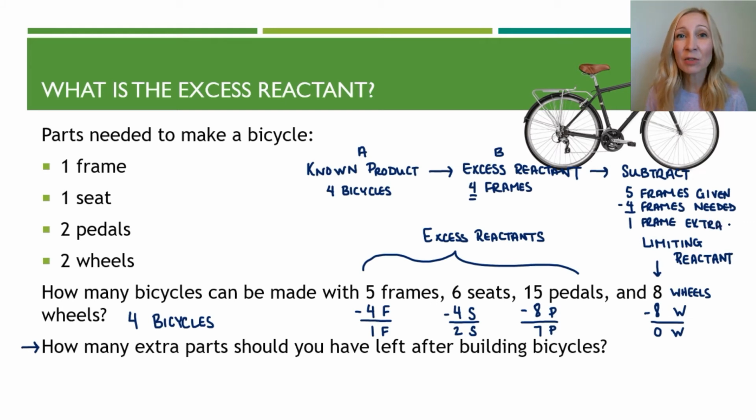So the last step is going to be a subtraction step where we take our given minus our needed. Now the given is what we have in our problem, and the needed is what we just got done calculating. So if you're wondering where to put each one, you should always end up with a positive number. You should always end up with a positive amount extra if that truly is your excess reactant.